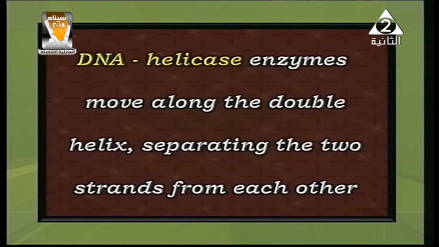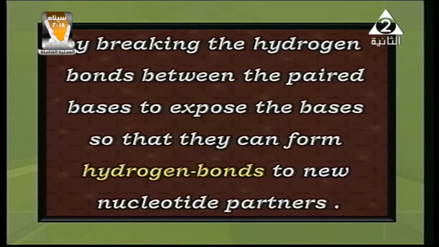So the first point, to replicate the DNA, we need what? We need to separate the two strands of the double helix from each other. Okay, and it's going to happen by DNA helicase enzymes, which move along the double helix to separate the two strands from each other, also by breaking the hydrogen bonds between the pairs.